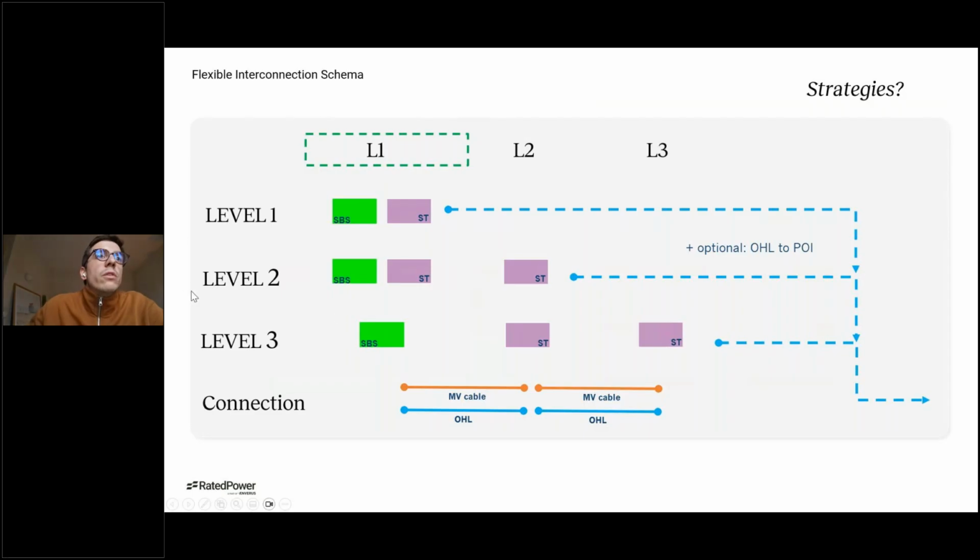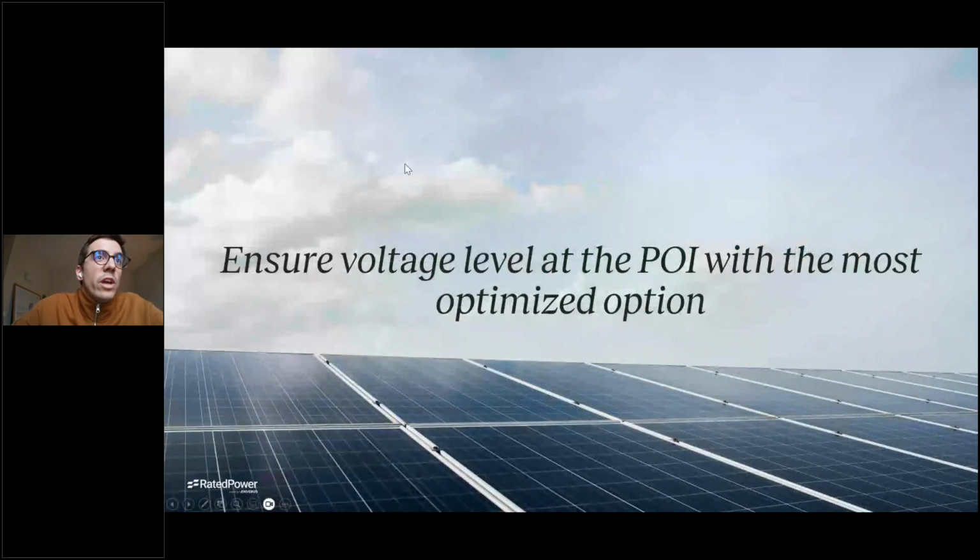But today we'll be focusing, of course, on level number two, okay, of having the possibility of a switching and breaking station, then an MV line to the substation, increase the voltage, and then go with an overhead line to the point of interconnection. Also, we'll be sending you information about this, as it might be a little bit difficult right now, okay? So with this, we are ensuring the voltage level at the point of interconnection with the most optimized option, okay? We could even check all different options, see losses, cost, and then decide.